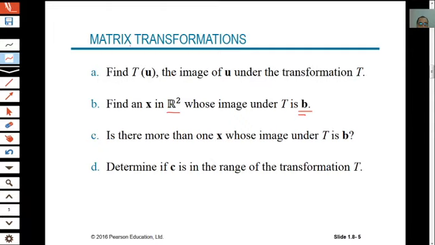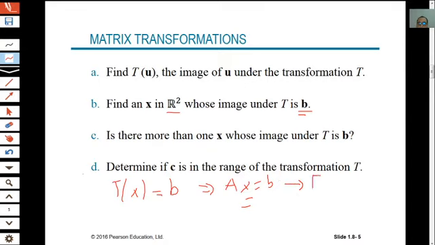Namely, mathematically we should find an x in the domain such that the image is equal to the vector b. By writing the definition of the transformation, which is the matrix transformation, we obtain A times x is equal to b, and our aim is to find x. Actually we have a system of linear equations, and you know how we can find the solution.